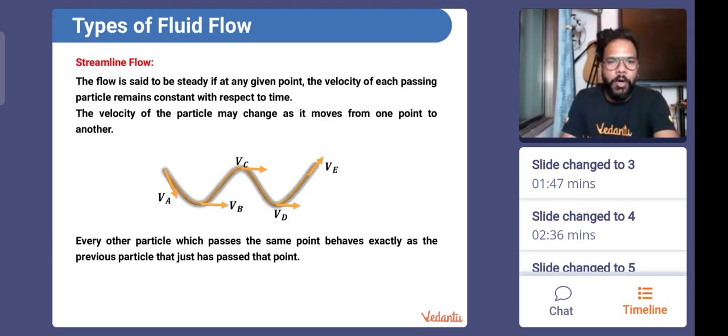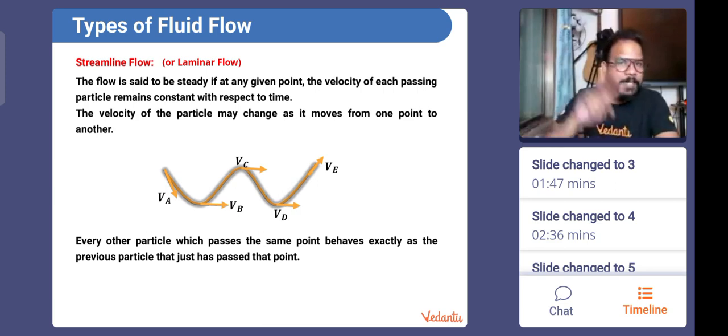So what exactly is your streamline flow, or, I'll write it down here, laminar flow. Both are the same thing. When we say streamline flow, at times in the questions in certain books you might find the term laminar flow written. So at that time do not get confused. It's basically speaking about the same streamline flow.